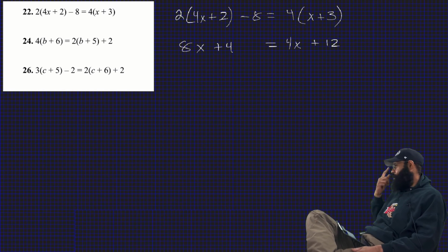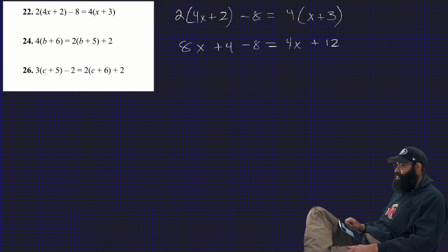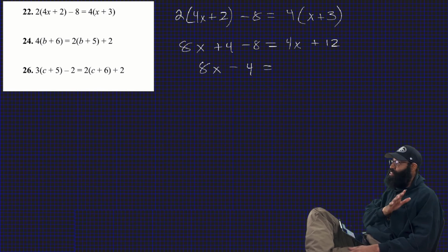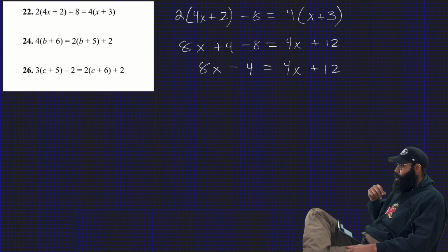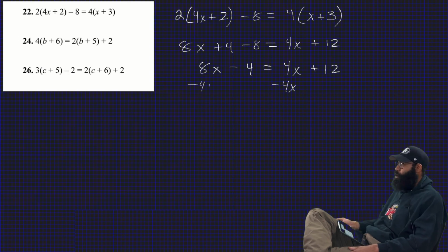Believe it. 2 times 4x gives me 8x, and 2 times 4 is 8. The negative 8 comes down. You see I said negative 8, I didn't say minus 8. It's just in your vocabulary, what you understand. Next, just 4 times x and 4 times 3. Nothing has to come down.